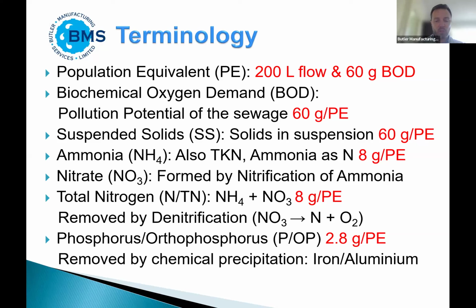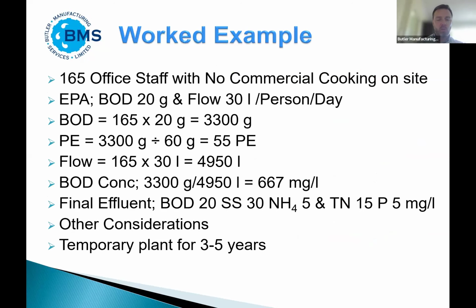Obviously, again, it can cause eutrophication, typically about 14 milligrams per litre, or 2.8 grams per population equivalent. So this was an example of a new office university building going up with up to 165 staff, with no commercial cooking on site. We went to the EPA table and saw that one office staff will produce 20 grams of BOD per day, and 20 grams of suspended solids in a flow of 30 litres per person.